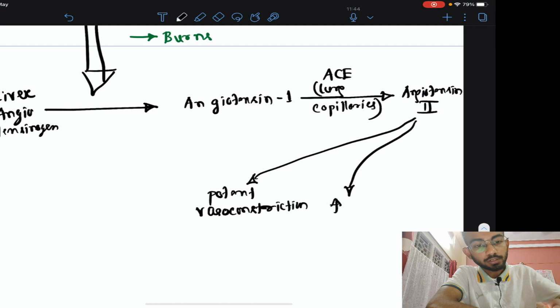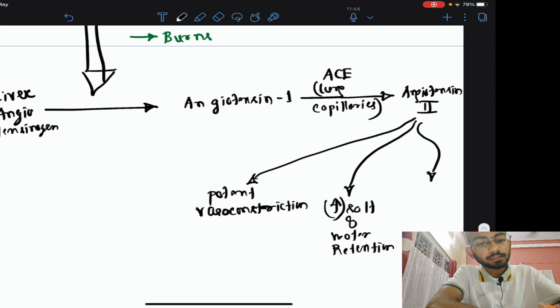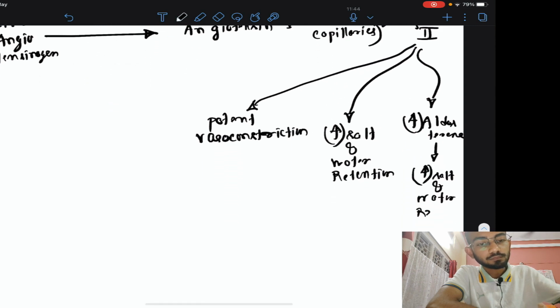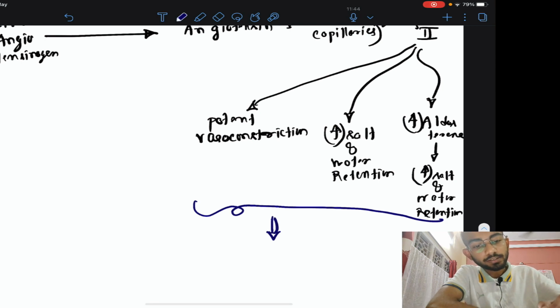It will also increase salt and water retention from the nephrons. Another effect which it will have is what? This will increase the production of aldosterone, and this will again increase salt and water retention. So all this combined effect will lead to increase in BP.